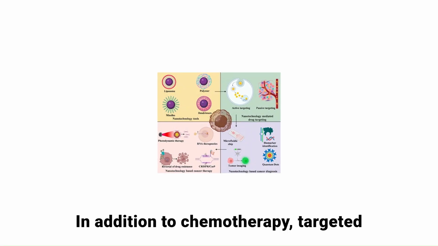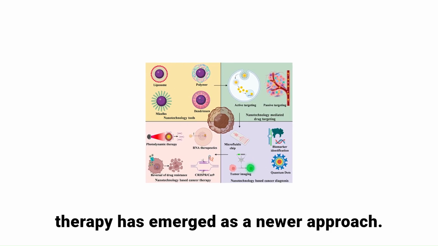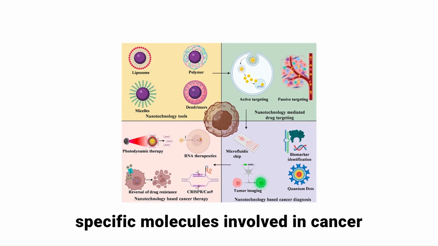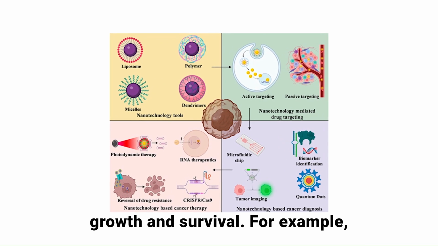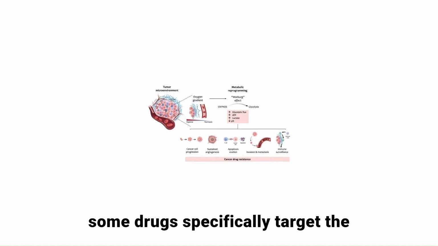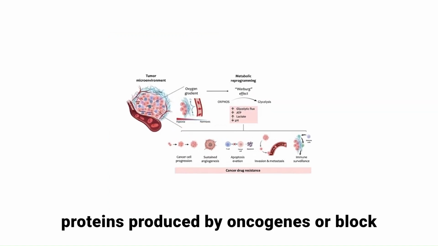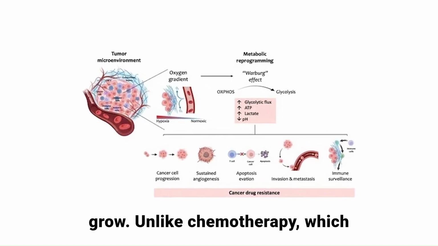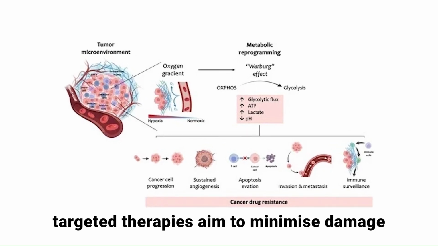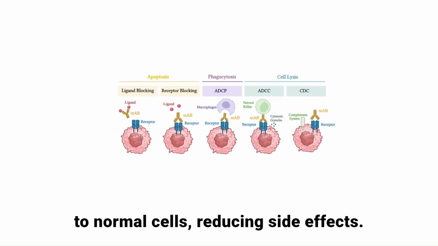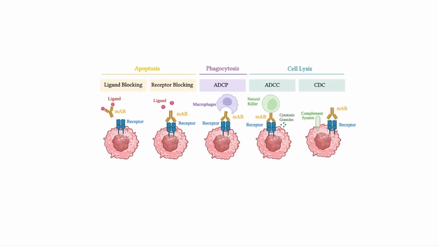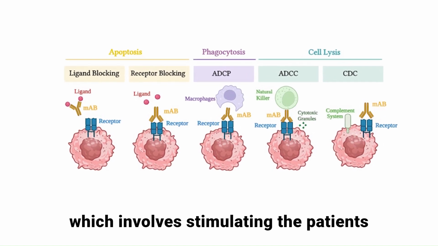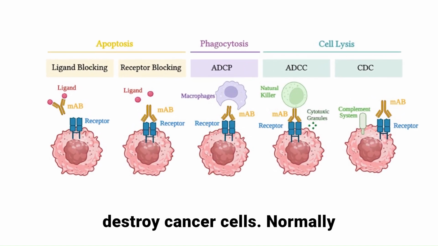In addition to chemotherapy, targeted therapy has emerged as a newer approach. Targeted therapies are designed to attack specific molecules involved in cancer growth and survival. For example, some drugs specifically target the proteins produced by oncogenes or block the blood supply that tumors need to grow. Unlike chemotherapy, which affects all rapidly dividing cells, targeted therapies aim to minimize damage to normal cells, reducing side effects.